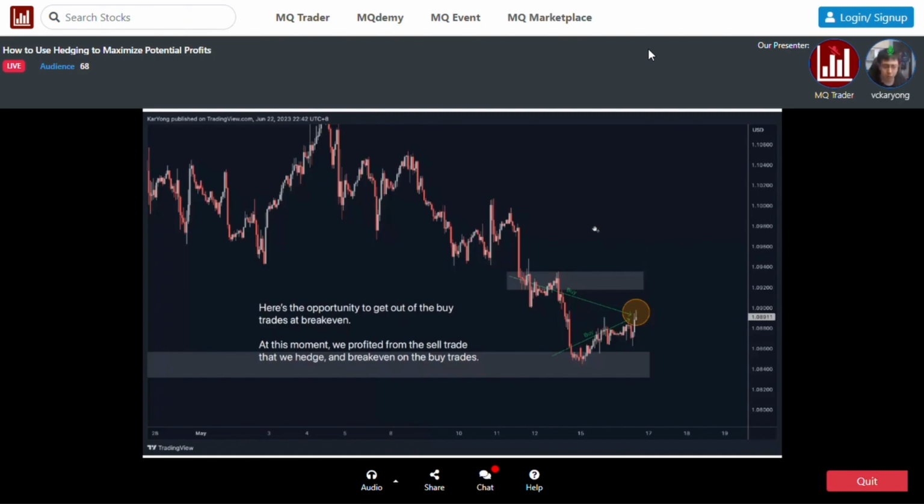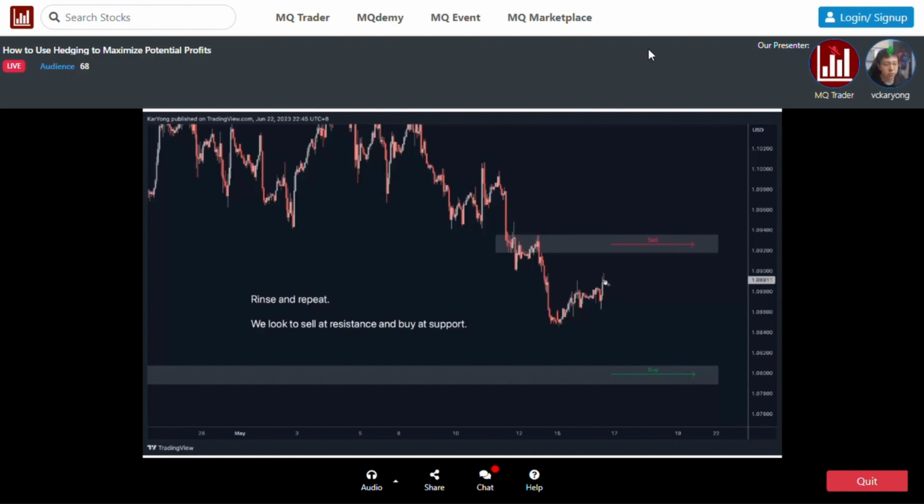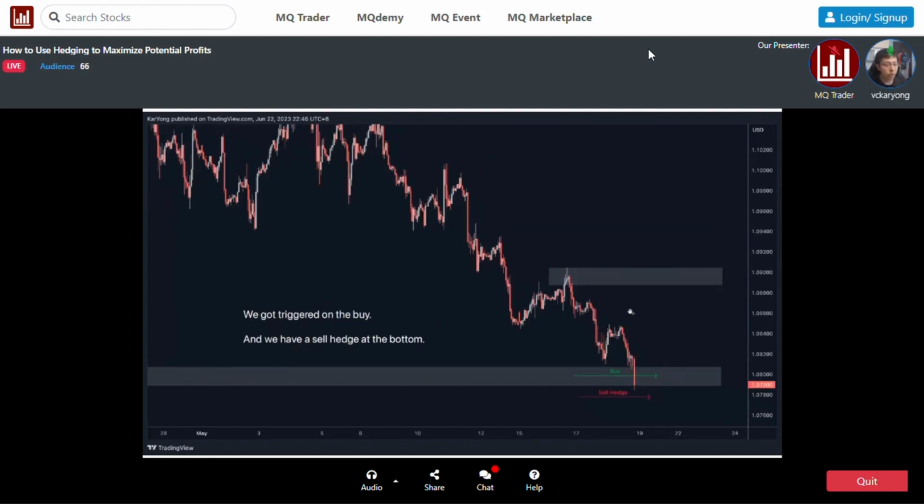Okay, so that's one example here. Now, let's say at this point we close off everything. We look at the market again. We have resistance here. We have support at the bottom. If price comes down, we buy. If price goes up, we sell. Straightforward. Rinse and repeat. And of course, a sell here means we have a buy hedge at the top. A buy here means we have a sell hedge at the bottom. Now, moving forward a little bit, price comes down, it tags our buy.